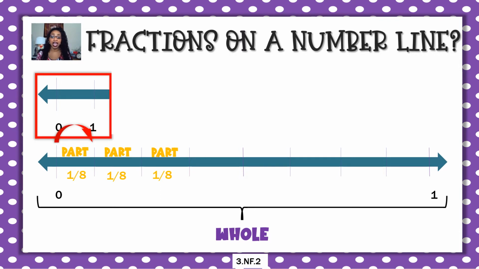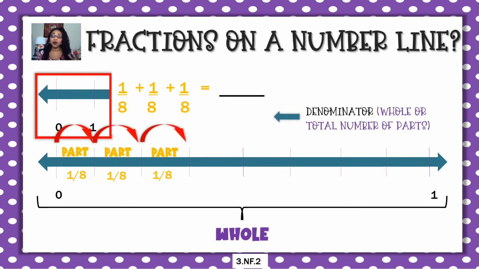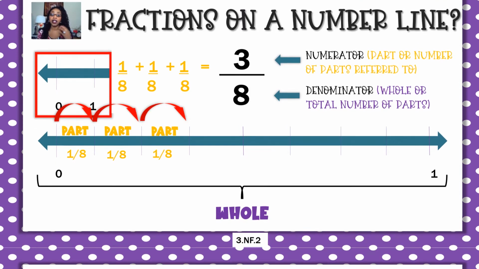So I see that I have 1, 2, 3 parts on my number line, and each one of those parts represents 1/8. So I can actually add them together, and I know that 1/8 plus 1/8 plus 1/8 all together gives me my new fraction. So I can visually see that I have 3 parts, and total I had 8 parts that gave me my whole. So my part would be 3 as my numerator, and my denominator would be 8 because that was my total amount of parts. So denominator 8, numerator 3.